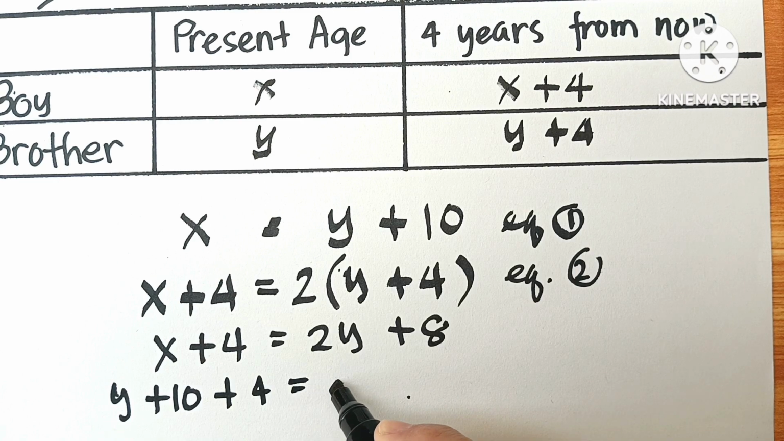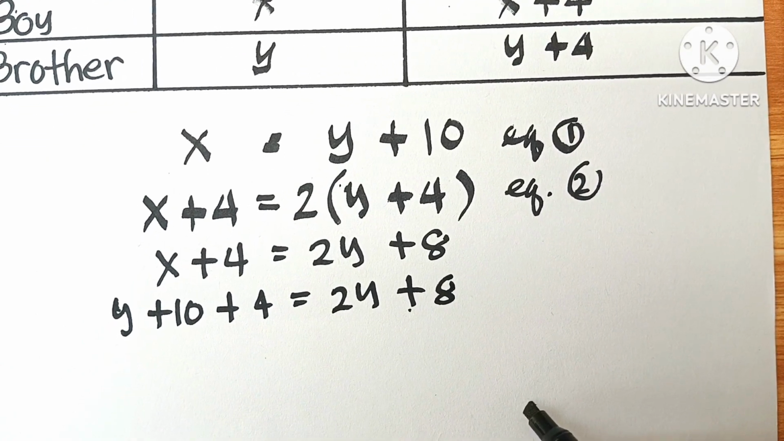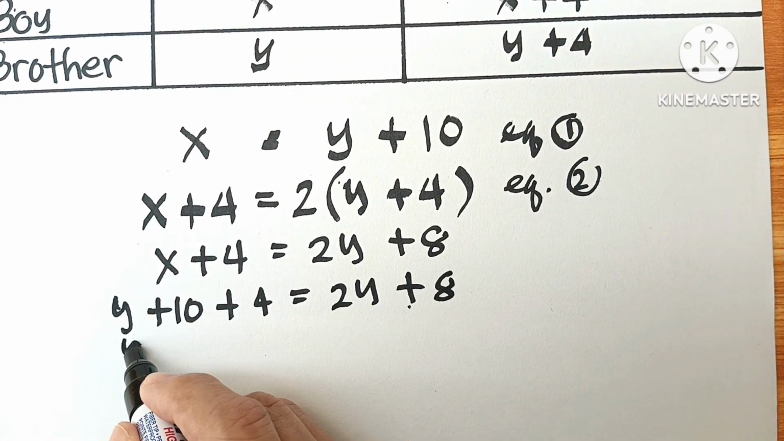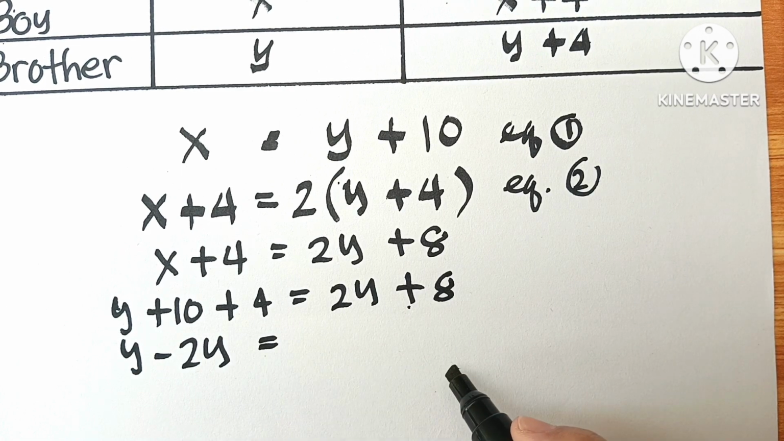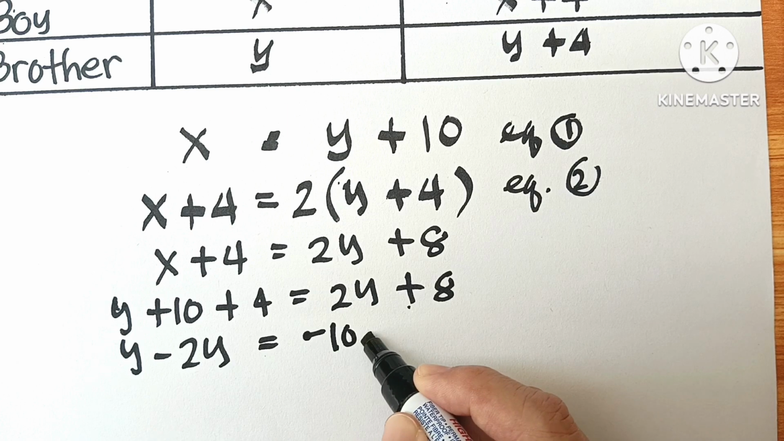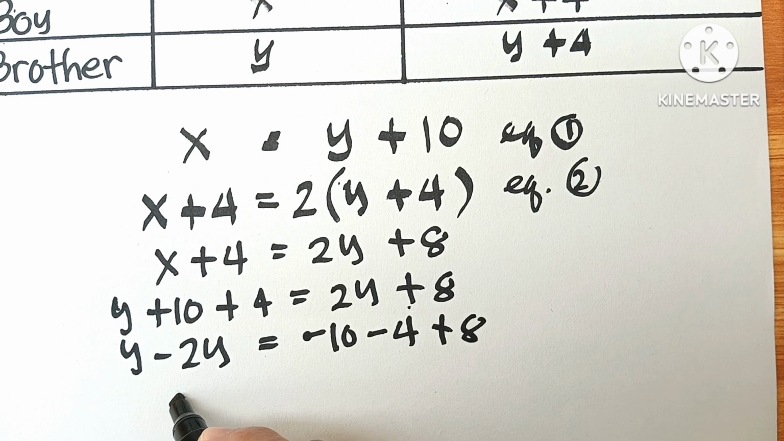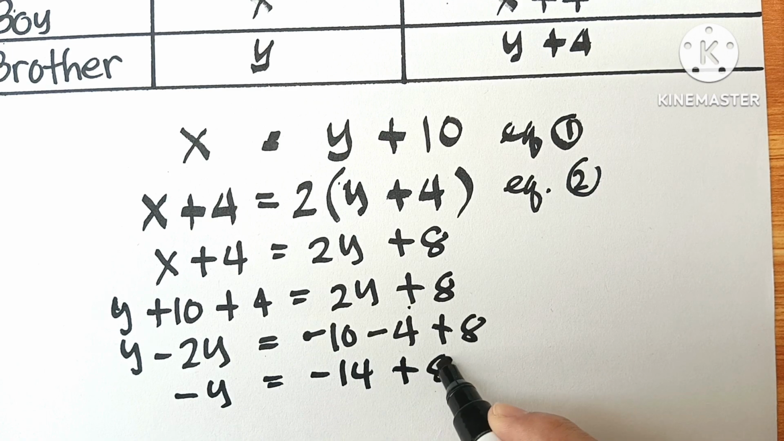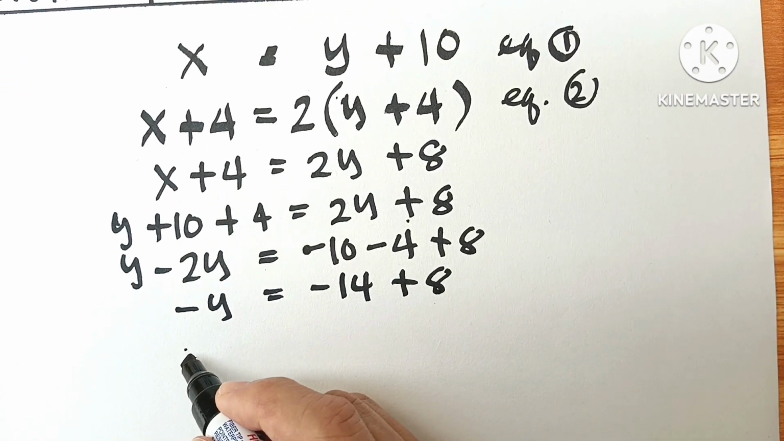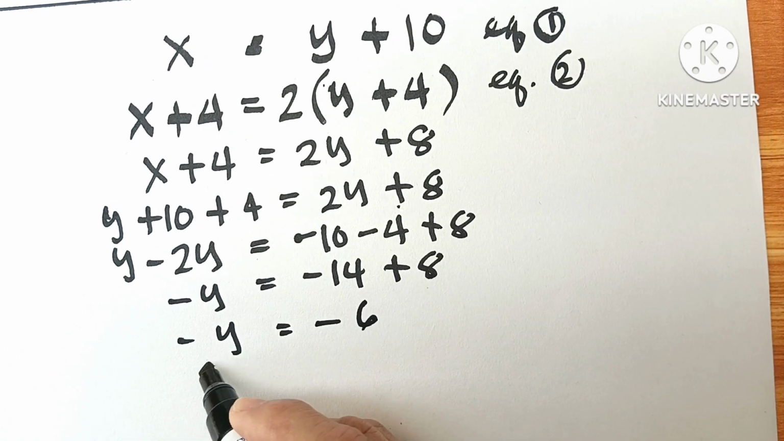We have y plus 10 plus 4 is equal to 2y plus 8. Okay? And then we transpose 2y to the other side. Y minus 2y is equal to transpose 10 and 4. So that's negative 10 and 4 plus 8. Or you can combine 10 and 4 first before transposing. Okay? So y minus 2y is negative y. That is equal to negative 14 plus 8. Or negative y is equal to negative 6.